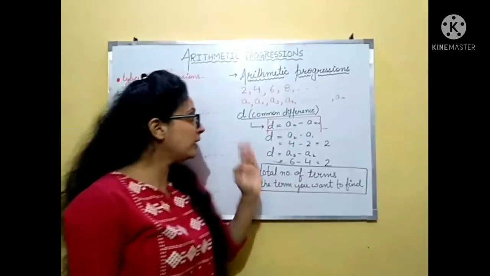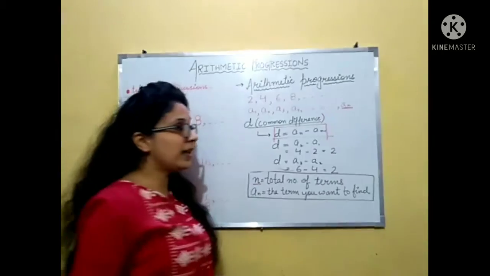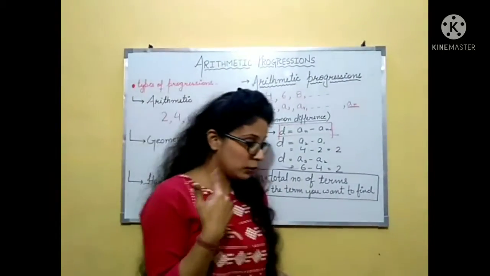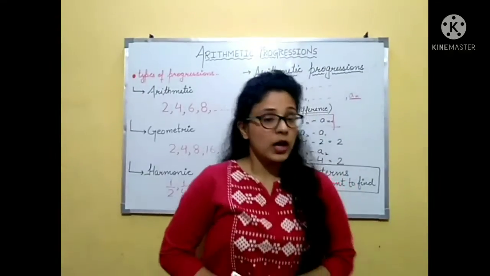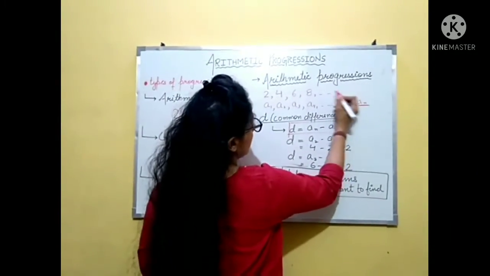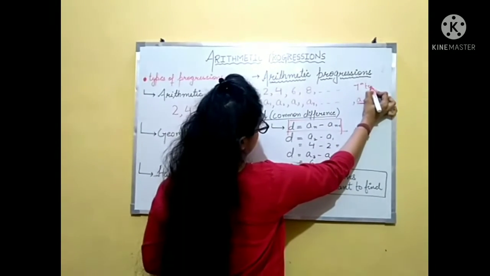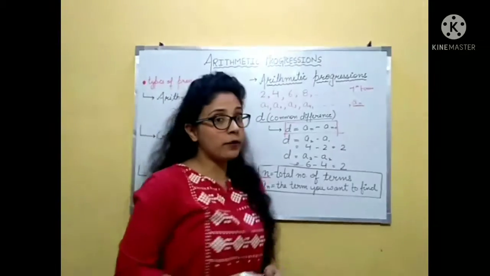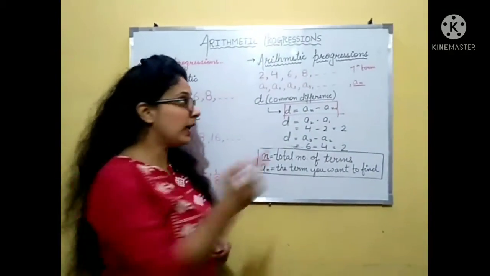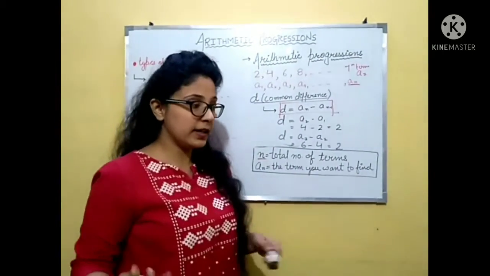And one more thing: what is An here? Actually An is not the last term. An is that term that you want to find out. For example, if I say find out the 7th term in this series, in that case your An will be A7. Okay, so let us take an example.